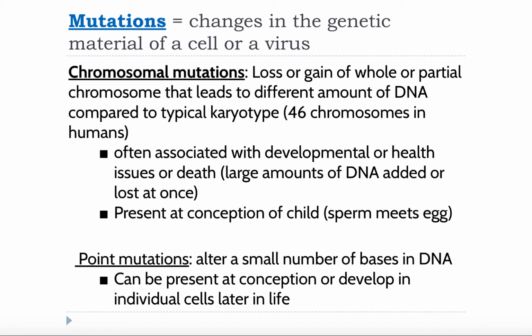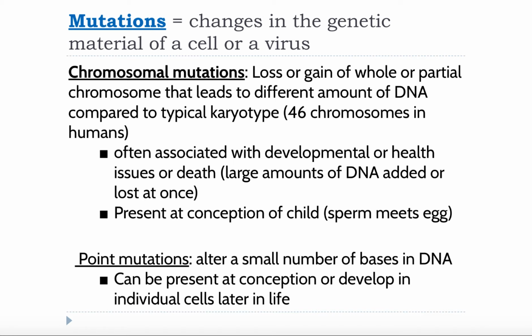So most humans have 46 chromosomes, but an individual with Down syndrome might have 47 chromosomes, or they may have 46 chromosomes, but one of their chromosomes has an extra piece or a missing piece. Oftentimes, a chromosomal mutation, a large-scale mutation that affects many, many genes, can be associated with developmental or health issues, or even death, or even the lack of development. It's generally present at the conception of the child, when the cell that forms an individual is initially made as the sperm meets the egg.